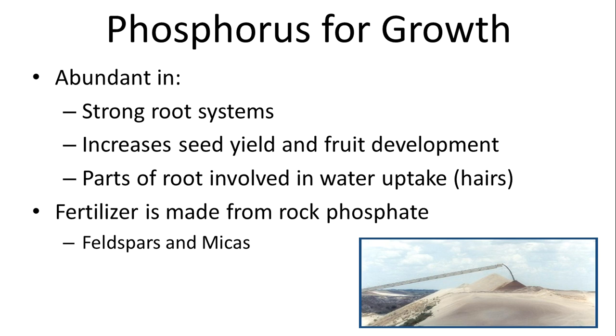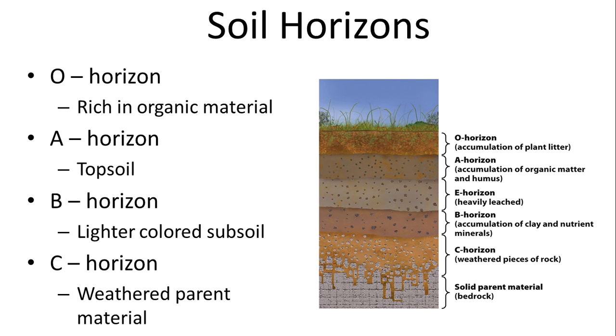Phosphorus is also very important. Phosphorus helps with strong root systems, can help increase seed yield, and it also helps the roots take up water. And so the phosphorus used in fertilizer usually comes from rock phosphate. So we actually mine for phosphorus. We will talk more about nitrogen and phosphorus when we talk about biogeochemical cycles.